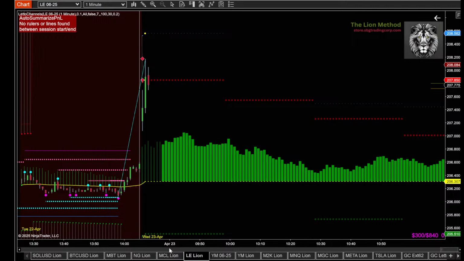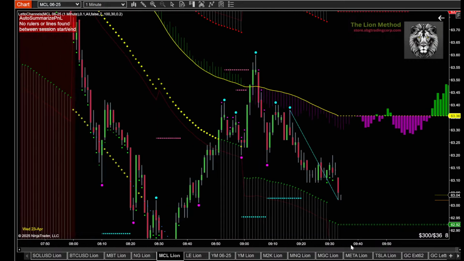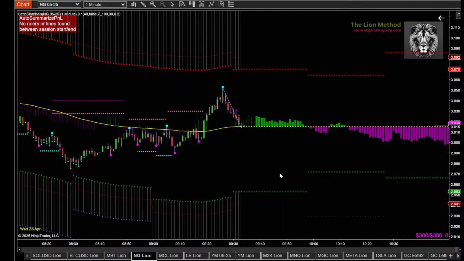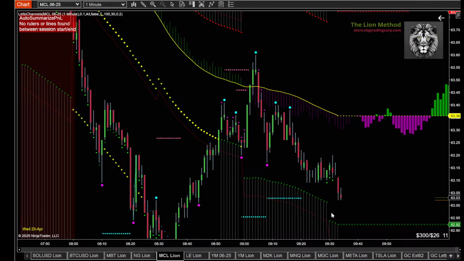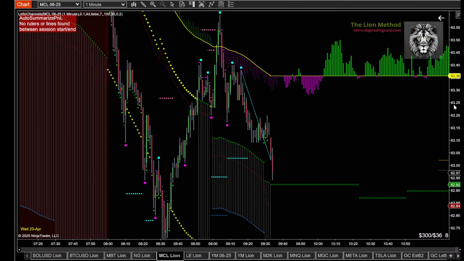We're looking for that. Crude oil, we're back to crude here. Nothing yet, not overbought or oversold, but we did have two winners in crude already this morning. Nothing going on in natural gas. Nothing, nothing, nothing. So we can ignore that. Now crude is finding lows here.